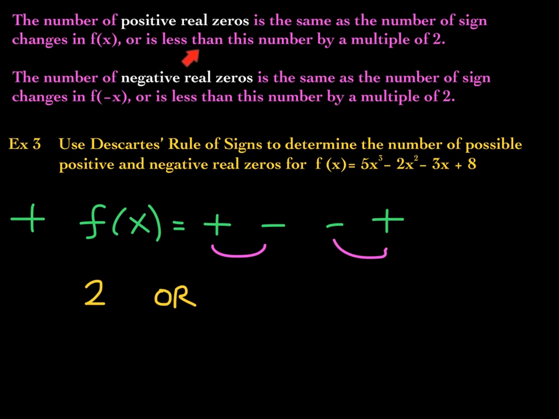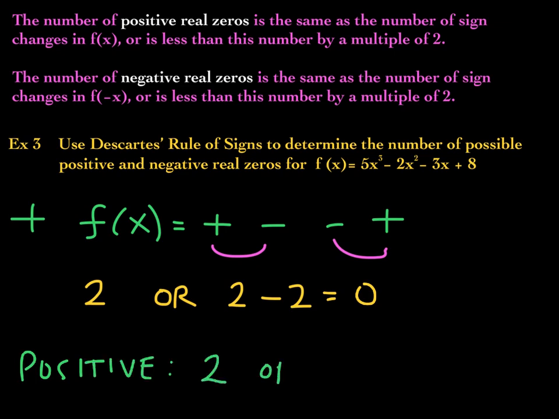That means I need to subtract. Subtract this number of sign changes I just counted. Subtract that by a multiple of 2. In other words, 2 minus 2. 2 is the multiple of 2. This 2 is from how many sign changes I counted. So 2 minus 2, of course, is 0. So these are your options for positive zeros. For positive zeros, let me write out the word positive. Positive real zeros, you either have 2 or none at all, right? Either 2 positive zeros or 0 positive zeros, okay? So either you have 2 positive zeros or you don't have any at all.